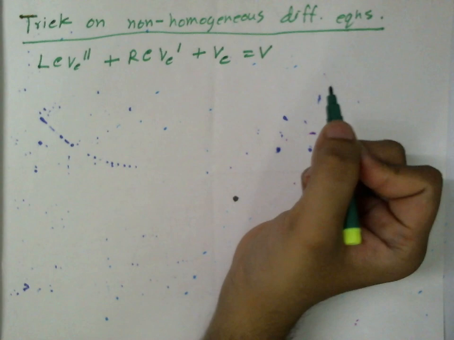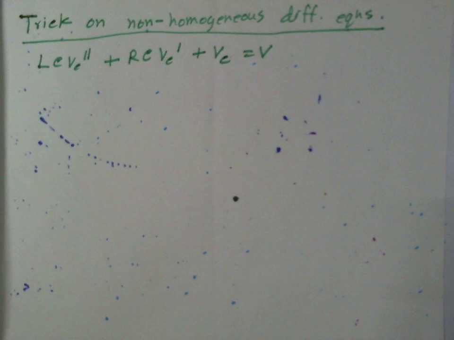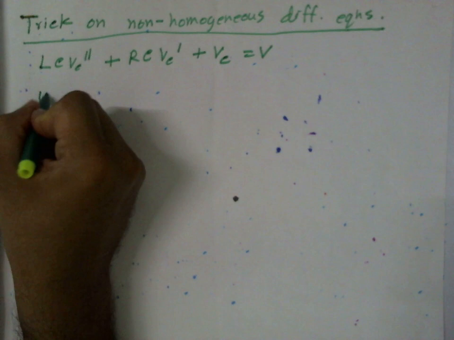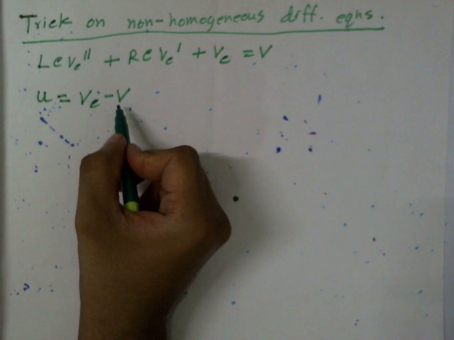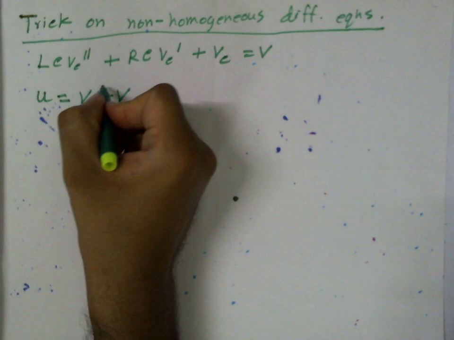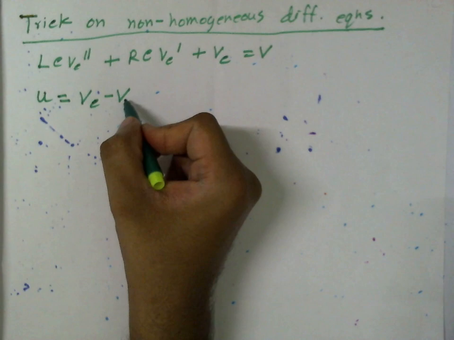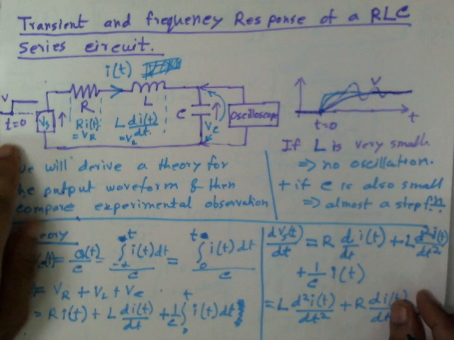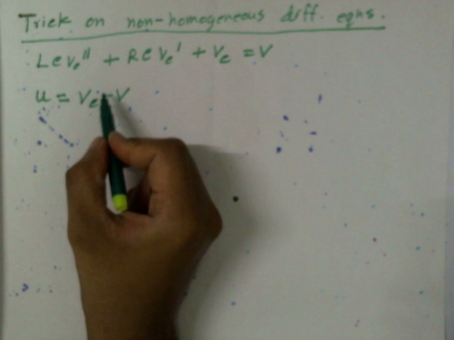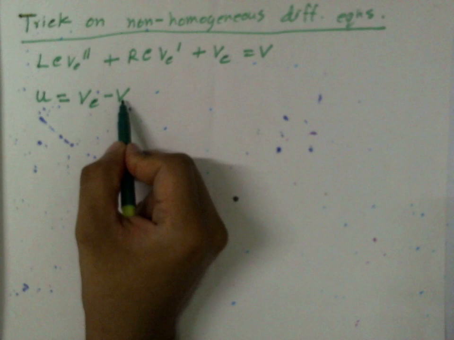Now, we'll define a new variable, let me use U. U is equal to Vc minus V. What does this variable physically signify? This is the capacitor voltage Vc, and this V we know is going to be the steady state voltage across the capacitor. The final voltage across the capacitor is going to be this step value after infinitely long time after switching on. So U is physically the difference between the instantaneous capacitor voltage and the final voltage across the capacitor.